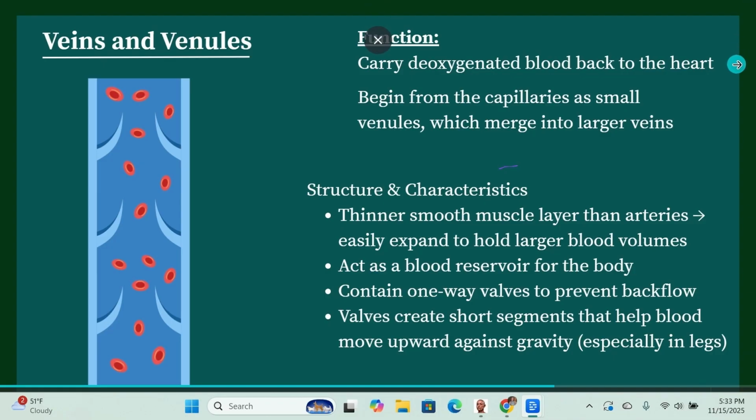So they have one-way valves that prevent backflow, and that's what this image is about. One-way valves, so the blood's going up, up, up, and then if something happens where the blood gets pushed backward, the valves will stop that blood from getting pushed backward. That makes short segments that help the blood move upward against gravity, especially in situations where there's very little pressure.